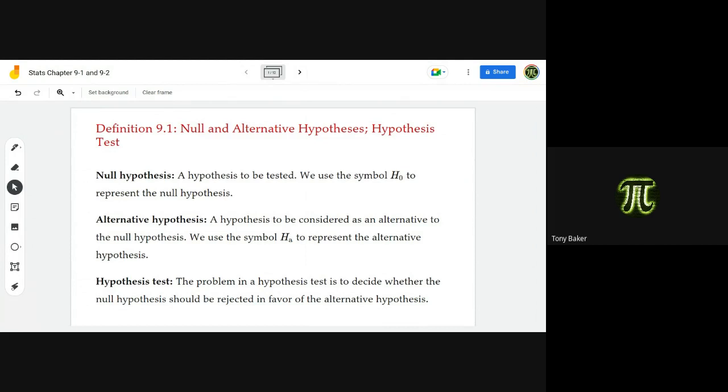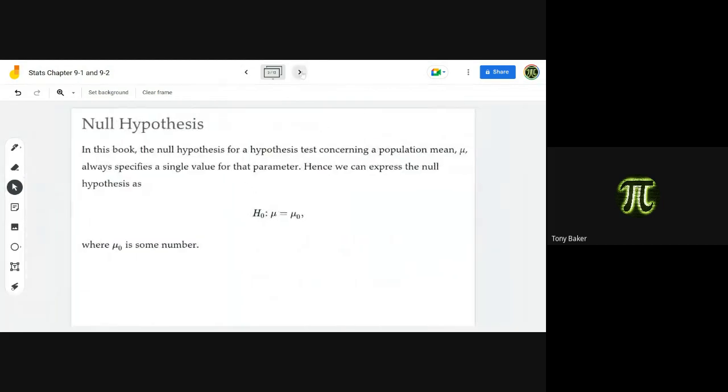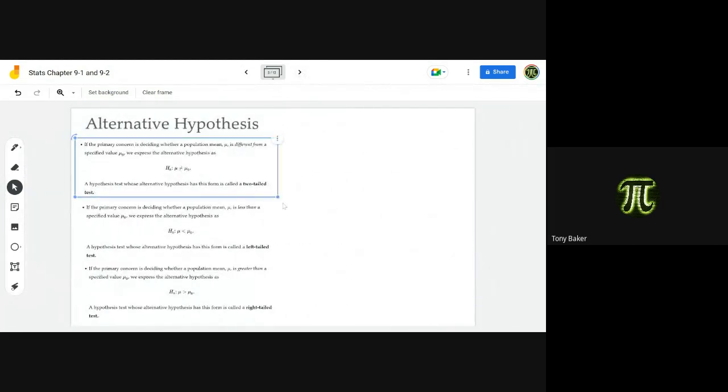The alternate hypothesis is what we're considering. So this is what's claimed. This is what the average is. And this is what we're saying is happening or what we believe to be true. So that's going to be our alternate hypothesis. The alternate hypothesis comes in a few different flavors.